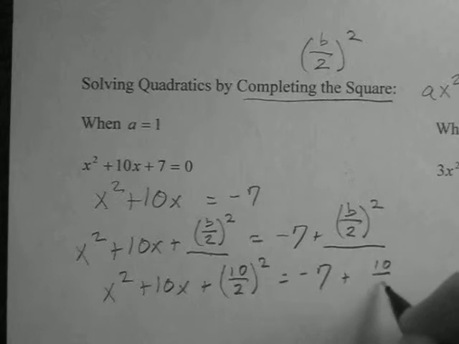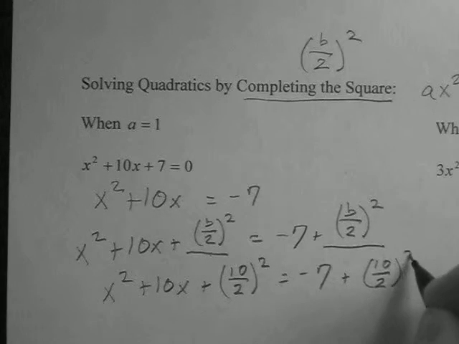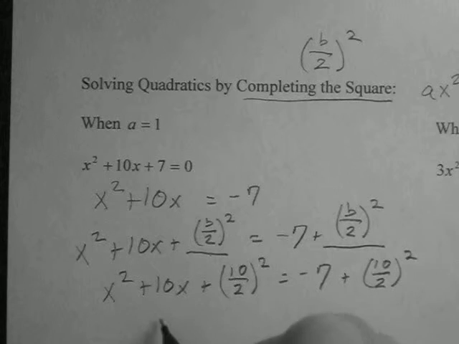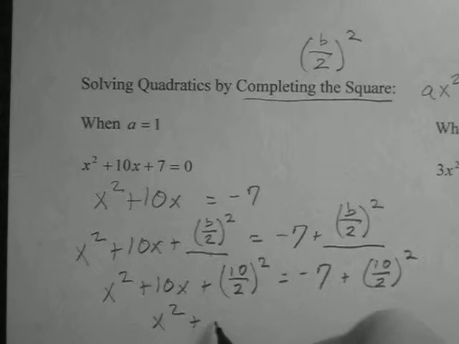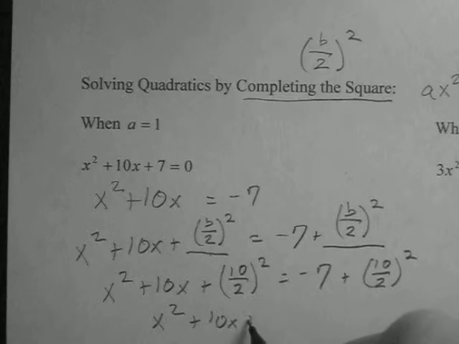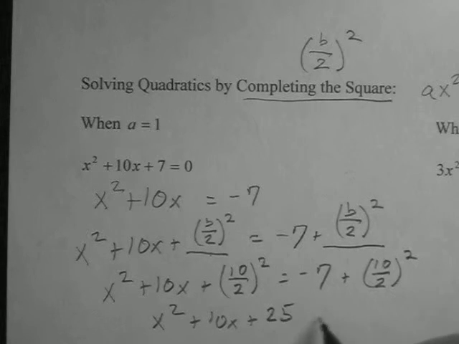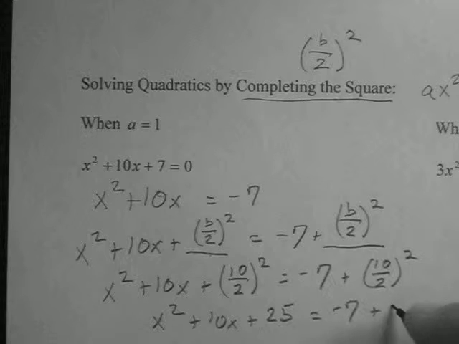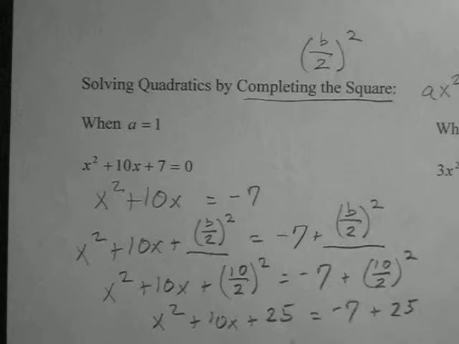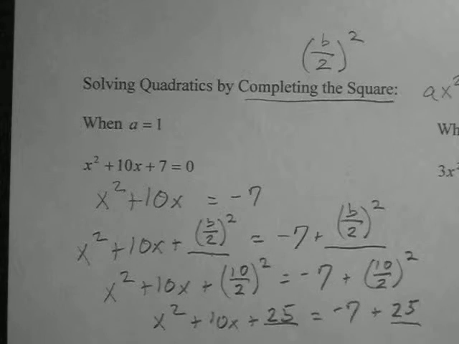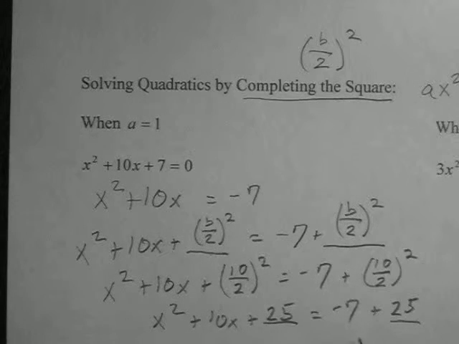and both of them. And you don't have to show this step when you're actually working it out. And that's, of course, 25, because 10 divided by 2 is 5. 5 squared is 25. And we have it over here as well. So we're going to add 25 to both terms. Now once we get here, we just simplify this right side, and that is positive 18.